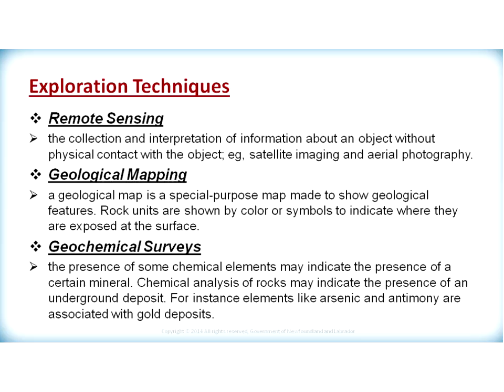When we look at the different exploration techniques, the first exploration technique we'll look at is called remote sensing. Remote sensing involves the collection and interpretation of information about an object without physical contact with the object. Example, satellite imaging and aerial photography would provide methods by which we can analyze surface features, and this is referred to as remote sensing.